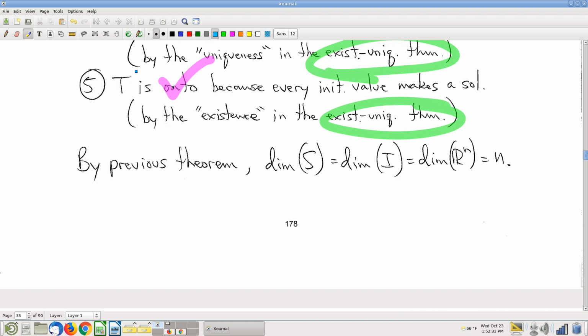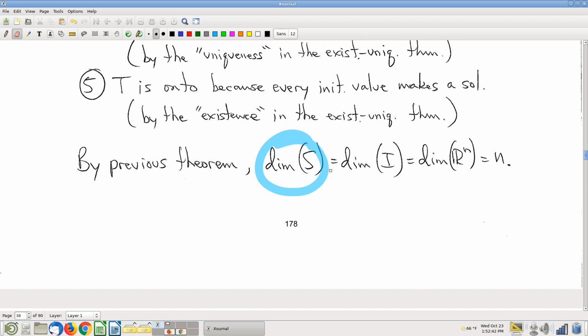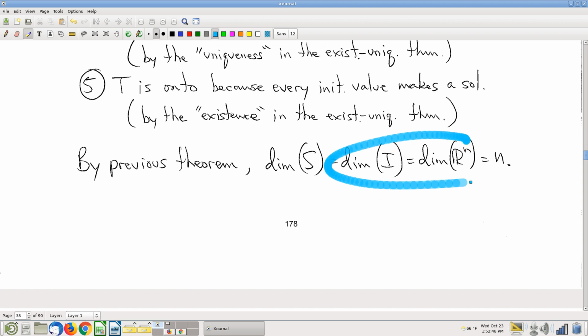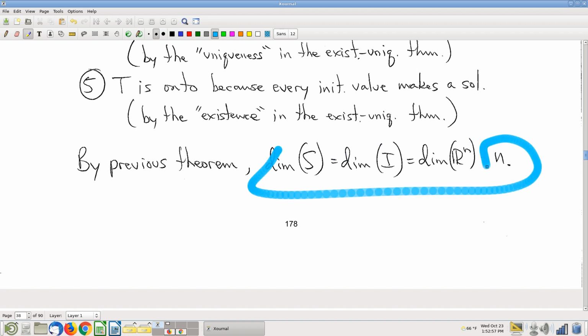The domain, that's the dimension I'm trying to compute. I'm hoping, with fingers crossed, that it is n-dimensional. And, well, I just proved that's equal to the dimension of the target. But the target is just Rn. And we've long known that Rn is n-dimensional. Right? And so there's the proof. Entirely done. The set of solutions to a differential equation of the given sort is n-dimensional.